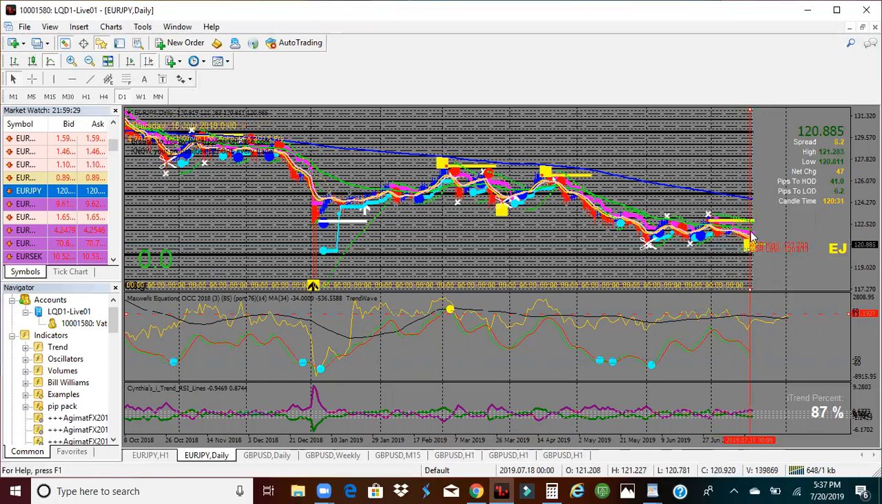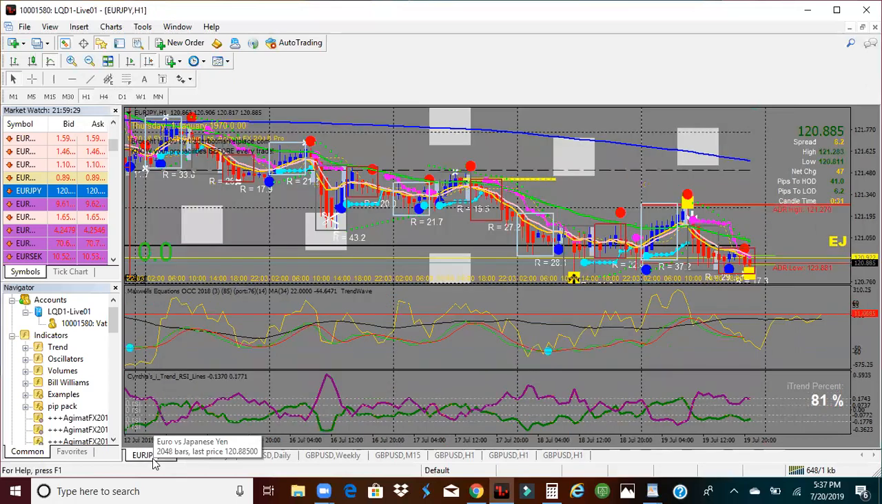So let's see. And I'm just going to tell you guys how I confirm my entries. I trade the 1-hour time frame for my entries. Sometimes I go down to the 15-minute chart depending on how confident I am with my entries, and I just want to get in a lot earlier. So let's go ahead and show you. Let's see.